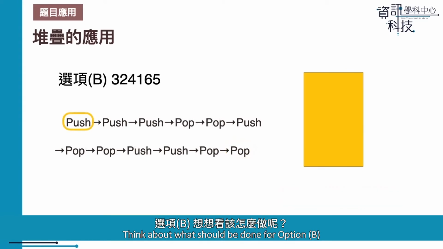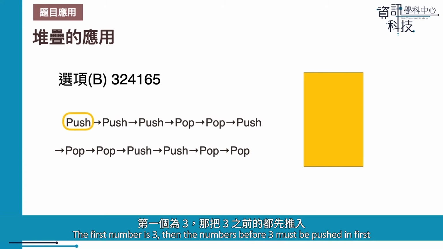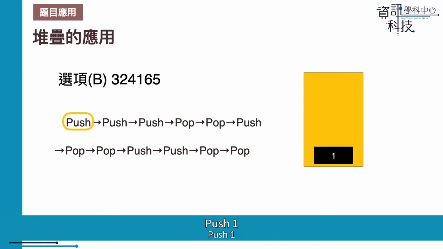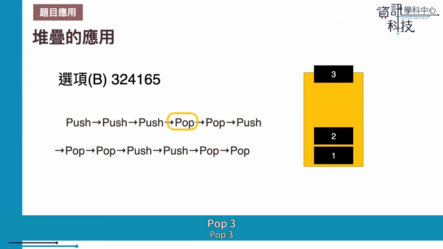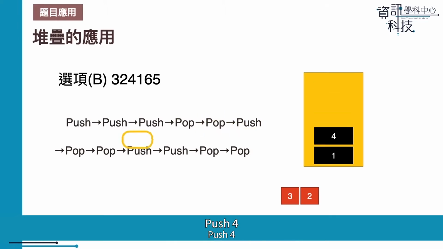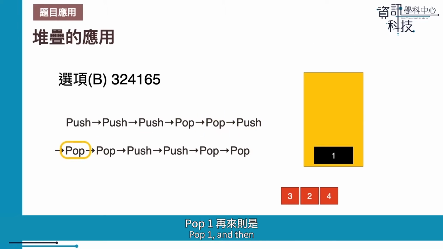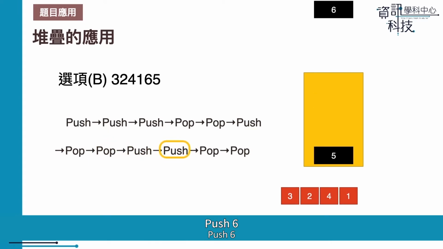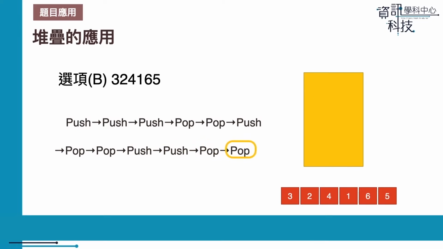Think about what should be done for option B. The first number is 3, then the numbers before 3 must be pushed in first. Push 1, push 2, push 3, pop 3, pop 2, leaving 1 inside, but our next demand is 4, therefore, push 4, pop 4, pop 1, and then push 5, push 6, pop 6, pop 5.